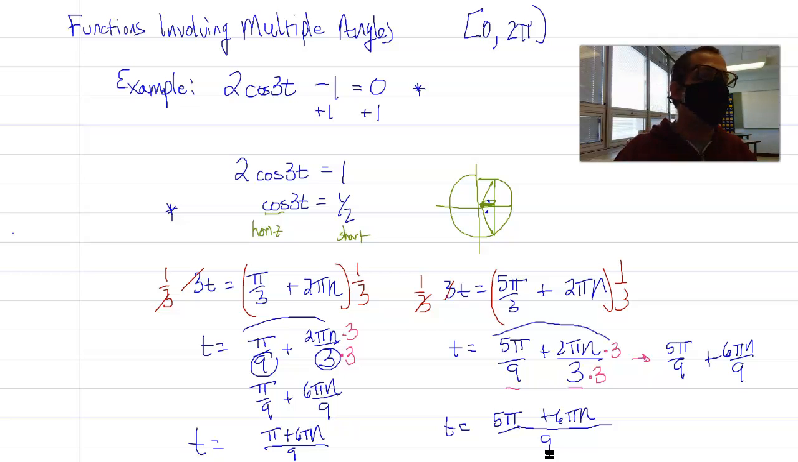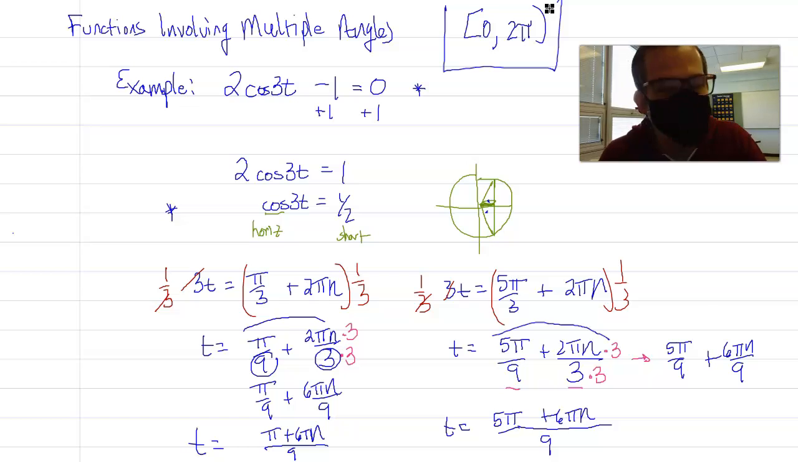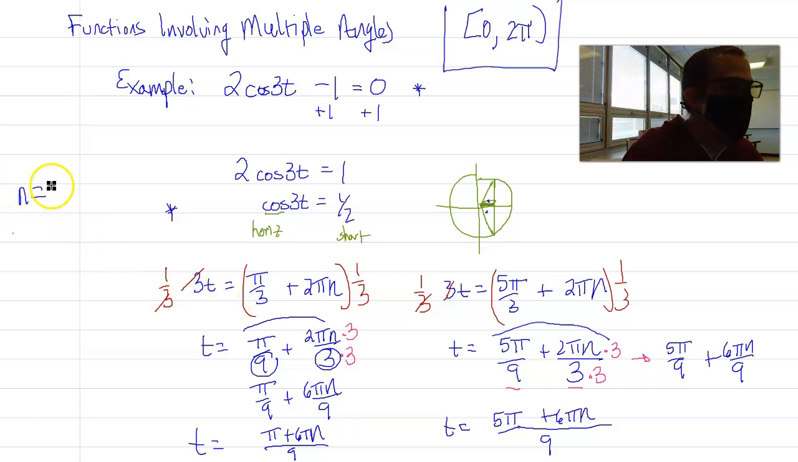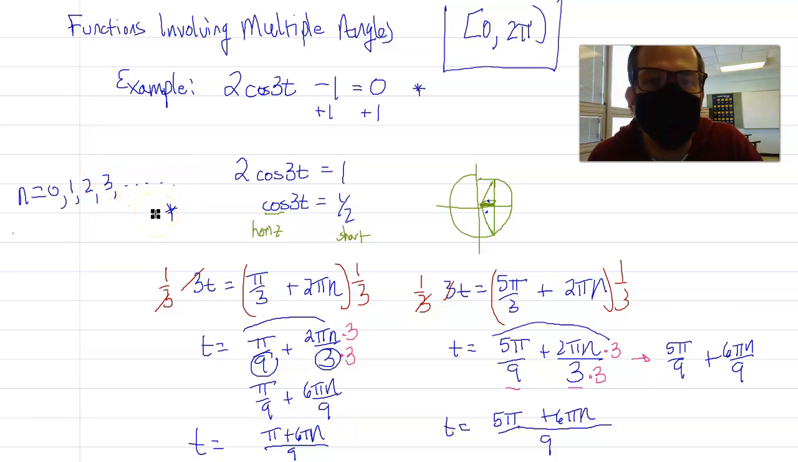If I, though, want answers between 0 and 2 pi, what I'm going to need to do next is let n equal 0 and 1 and 2 and 3 and all kinds of things to figure out how to get the actual answers. I'm going to do that in a separate video, the next video.